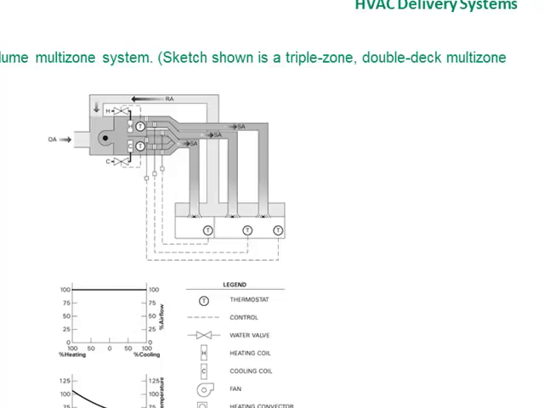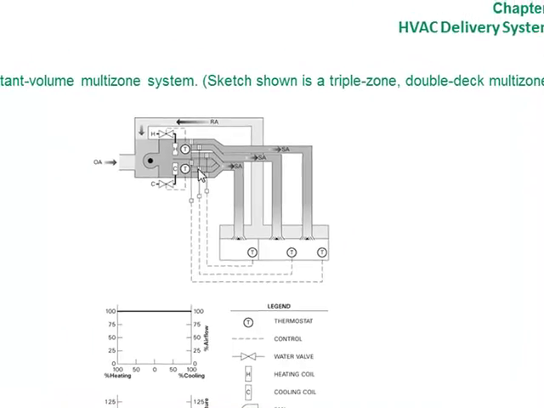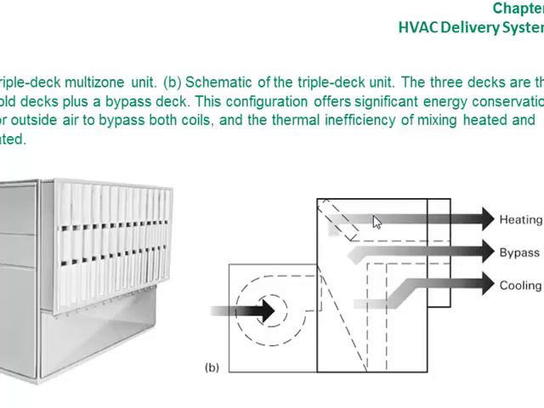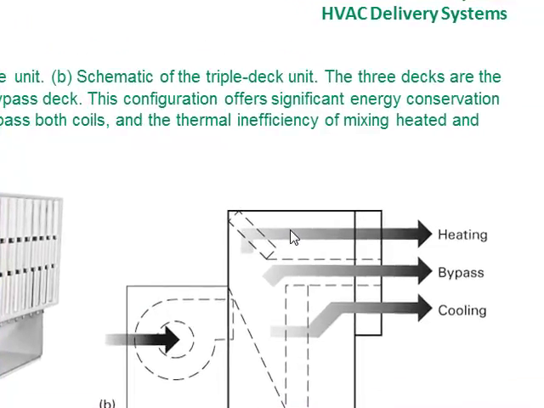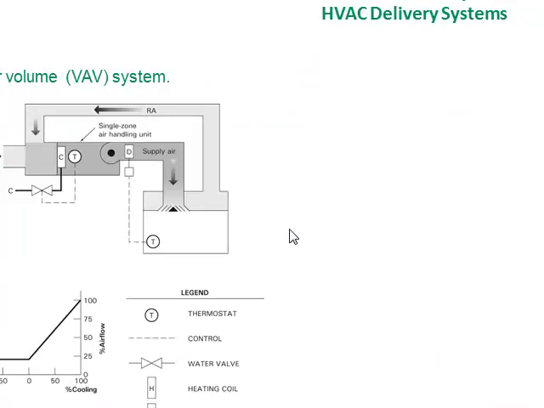In the constant volume multi-zone system, it's sort of the same thing. You've got three different ducts coming out of the hot terminal and the cold terminal. I mean, y'all have all these. You can study them.